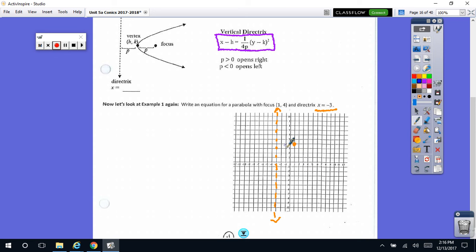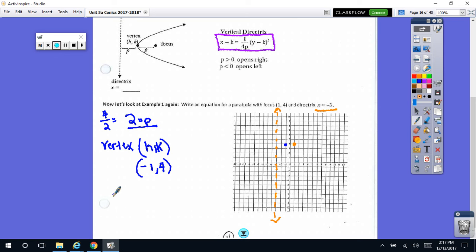But let's figure out exactly where. Just like from before, the vertex is halfway between these two. So if it's 1, 2, 3, 4 steps to get from the focus to the directrix, it's going to be 2 steps to get from the focus to the vertex. And that also happens to be our p-value, so p equals 2. Our vertex, which is still our h and k, still your x, still your y, is negative 1, 4. So our h is negative 1, our k is 4, and then we plug it in as normal.